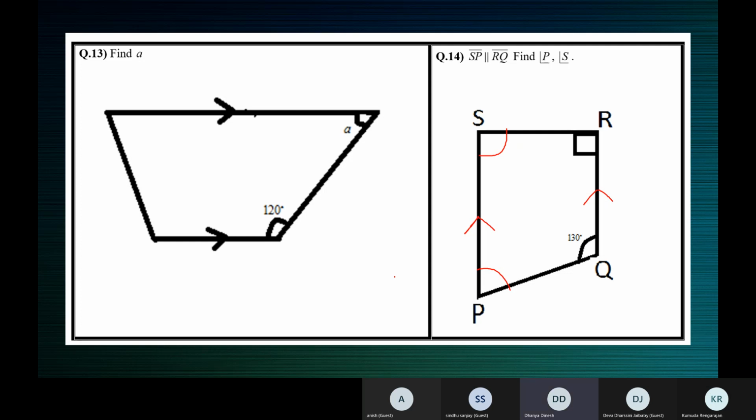Ma'am, angle P is 50 degrees. Okay, good. Angle P is 50. Why? Ma'am, because the allied angles in trapezium are supplementary. Correct. No, allied angles, not in a trapezium. Allied angles are when two parallel lines are cut by a transversal. You can find allied angles. So we'll say allied angles are supplementary. Correct. As Anu said.